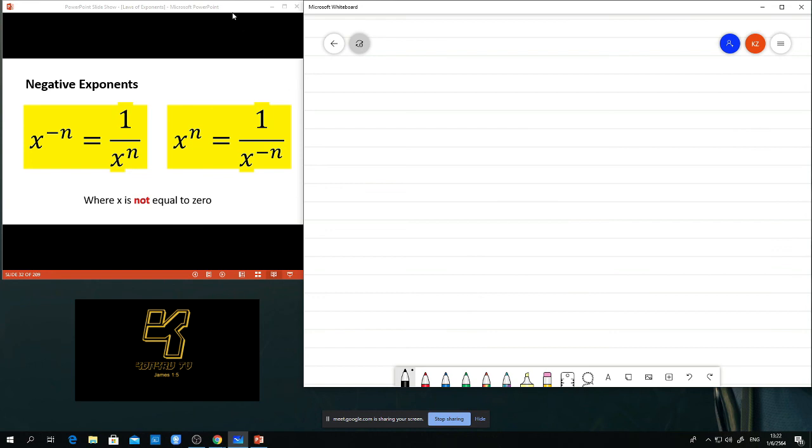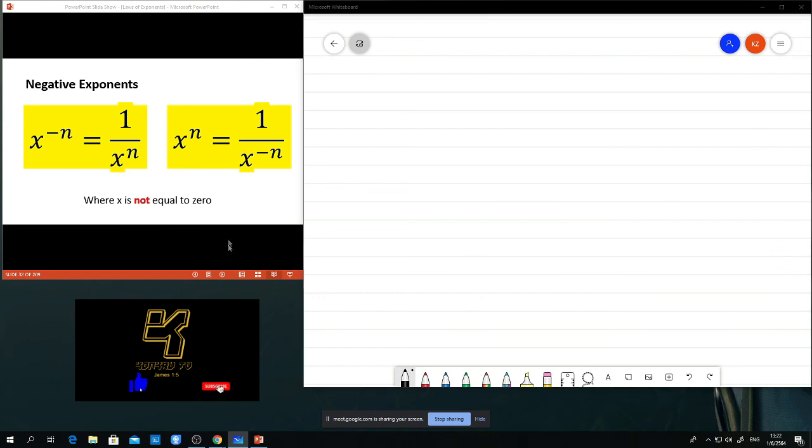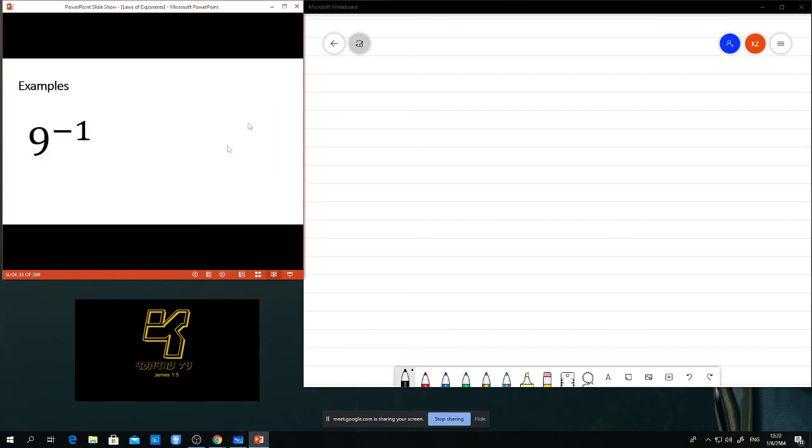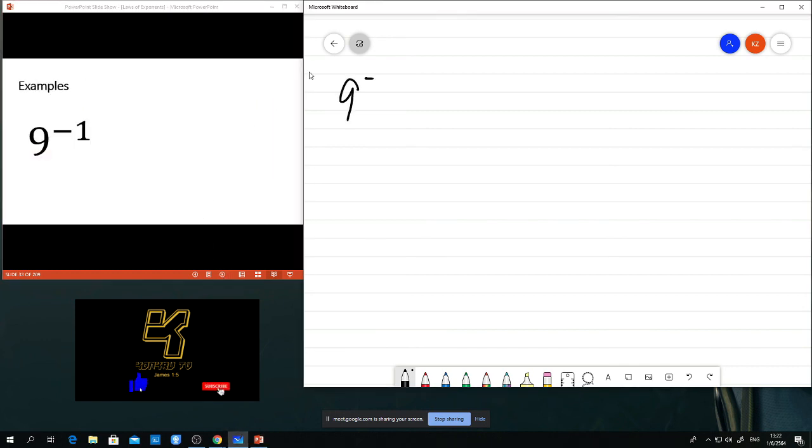Okay, do I have some examples here? So 9 power of negative 1. So just write 1 over 9. So this negative 1 will become positive.